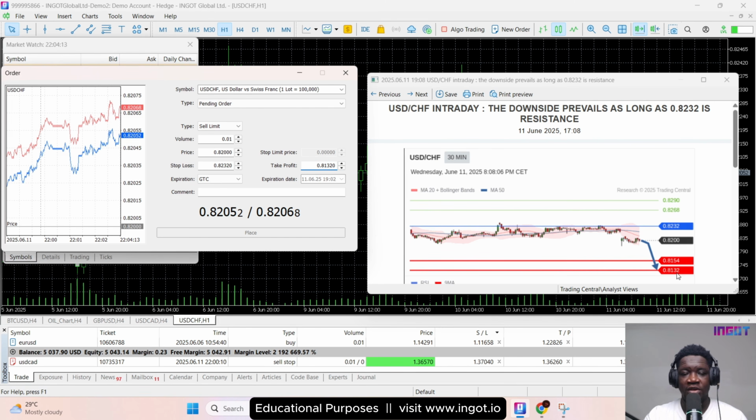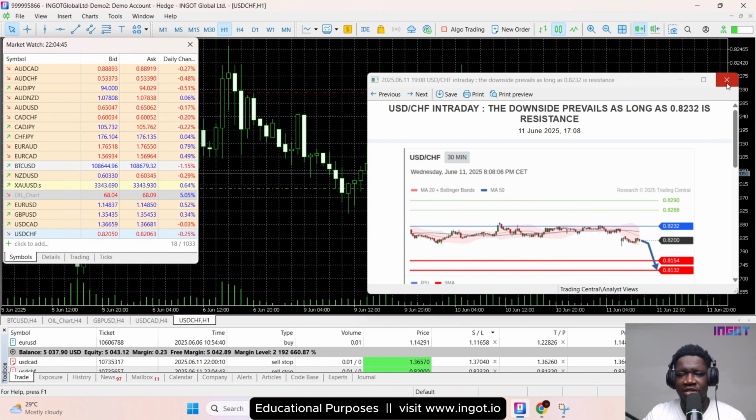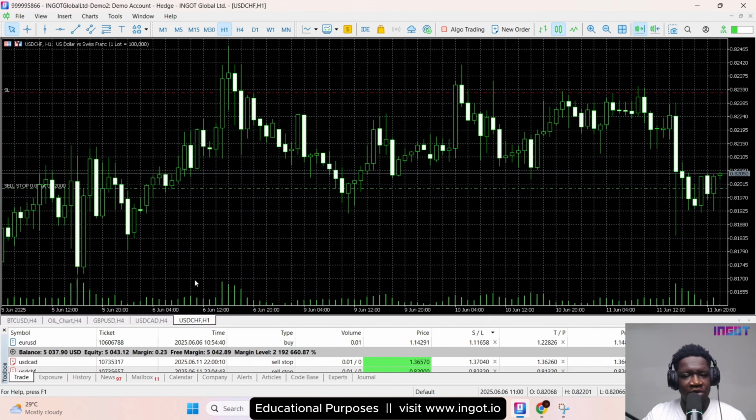Okay. Now remember, after putting in everything, you can't place the trade. The button is not highlighted. So remember, when it comes to the sell pending orders, you have the sell limit or sell stop. Now that we have selected sell limit and it is not going through, what do we do? We can go back there and change to sell stop. So like this, select sell stop. Immediately we select that, we can see place. Then you just press it. Let's close this window, USD CHF.